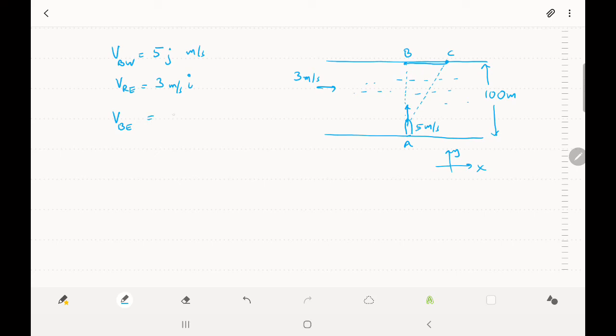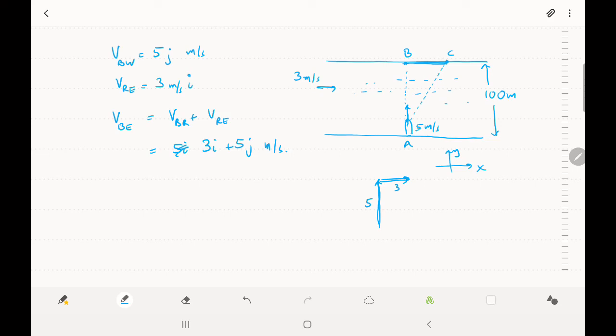And that's going to be just the sum of these two. So it's going to be the boat with respect to the river plus the river with respect to the earth. So it's going to be 3i plus 5j. So it's going to move 5 meters in this direction in 1 second and 3 meters in this direction. This is with the river, and that's by the engine of the boat. Now with this we can find easily how far it's going to go.